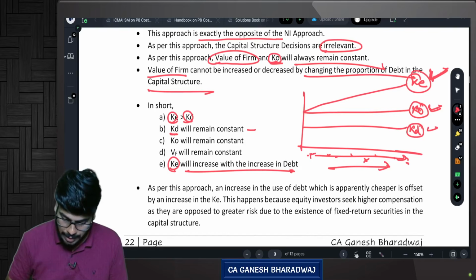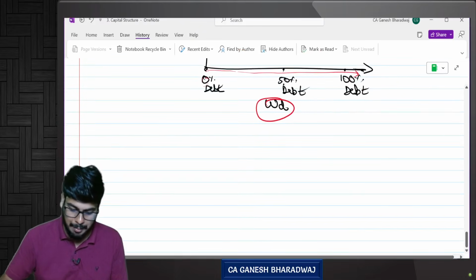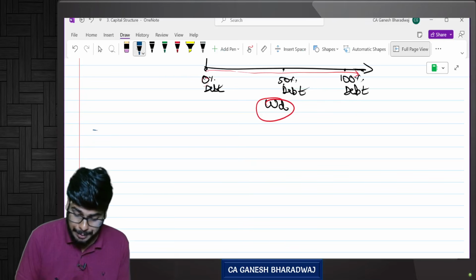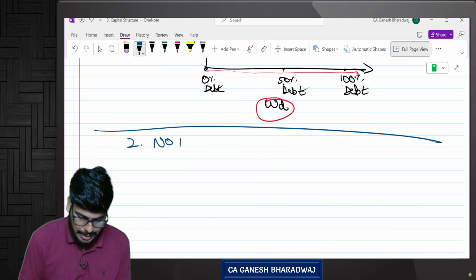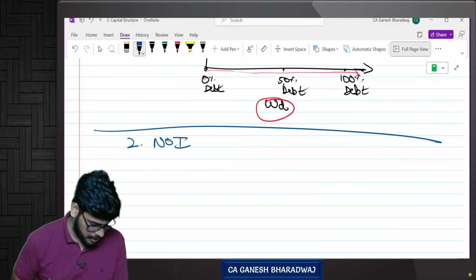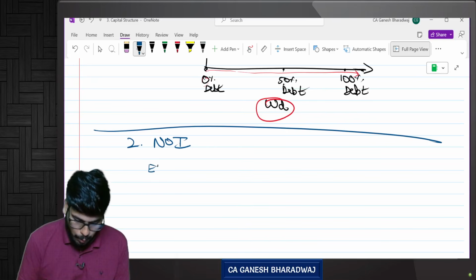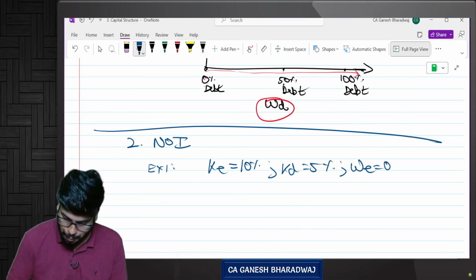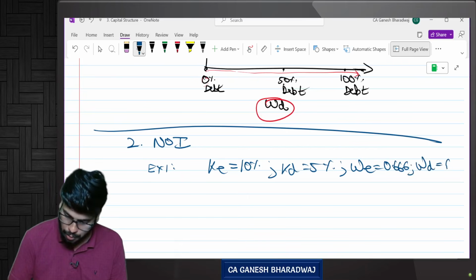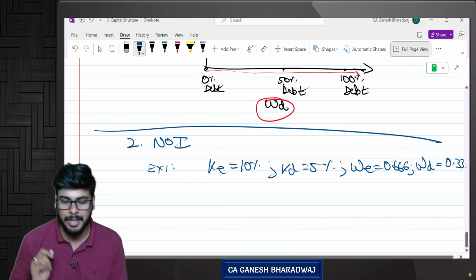Now let me give you an example. And this is the example under the NOI approach. So, example number 1, let us say KE is equal to 10 percentage, KD is equal to 5 percentage, then weight of equity is equal to 0.666666, then weight of debt is equal to, let's say, 0.333333, right?